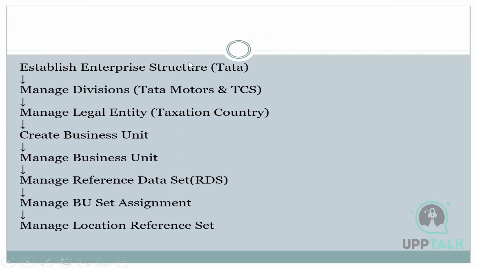This is an example I'm giving. First, we talk about the established enterprise structure. We have Tata. Then we manage divisions: we have Tata Motors and TCS. Managed legal entity, we have taxation country. Then we create a business unit, manage business unit, and manage reference data sets. We manage view assignment. Then we manage location reference data set. So this is the way we define the different organization setup: divisions, legal entity, business unit, reference data set, view set, and location reference set. So this is the way we do it.